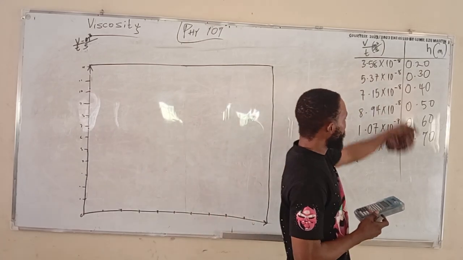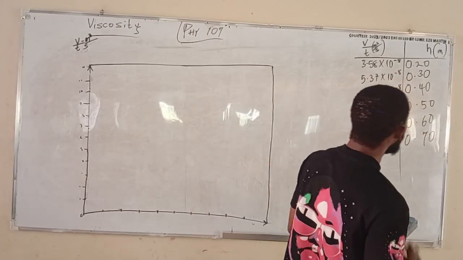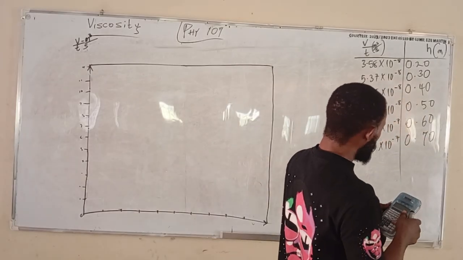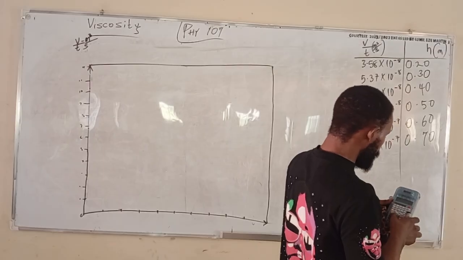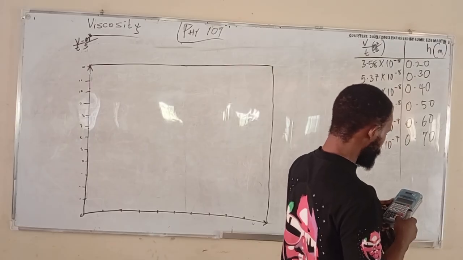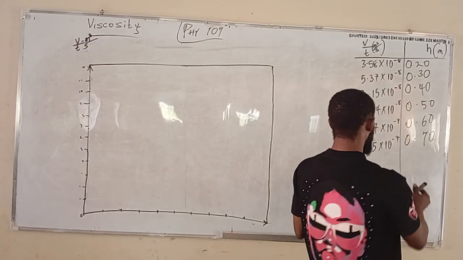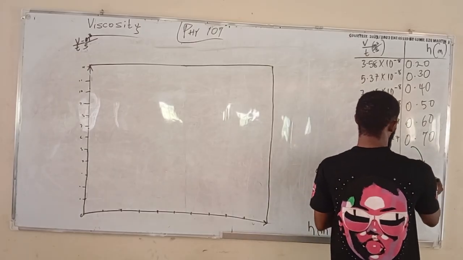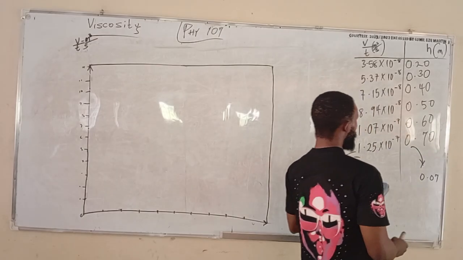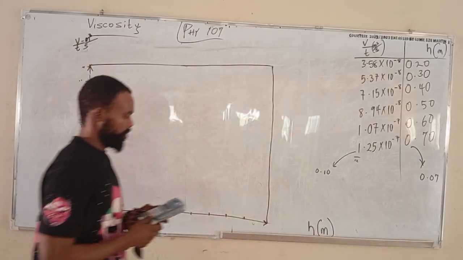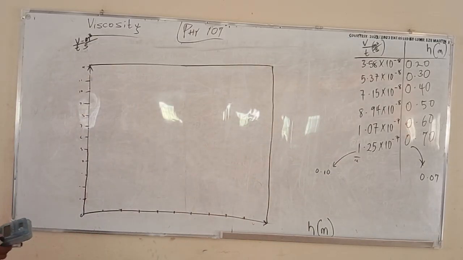Okay, the next one is this. 0.70 divided by 10. 0.07. See what you have right here. 0.10. Is that it? 1.5.